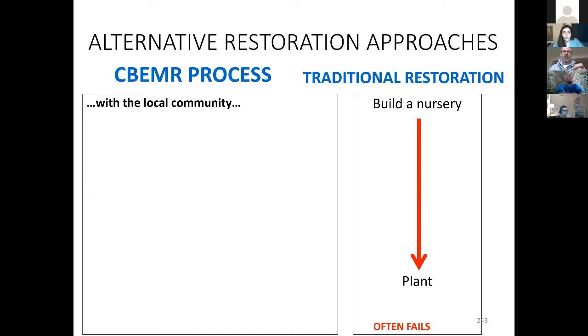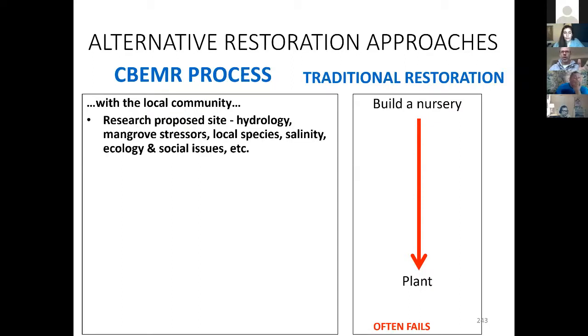So what we suggest, in our process, is we have to work with the local community and the local stakeholders right from the outset. We research the site in as much detail as possible. So we look at the hydrology, what are the mangrove stresses, the local species, which you've just done as your homework, the salinity, the ecology and so on, but also the social issues. What social problems, say like land tenure, are in the way of either mangroves naturally restoring or would be inhibiting our restoration process. So it's as much social as it is biophysical.